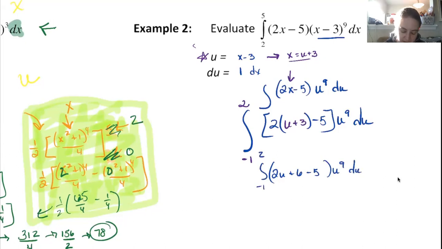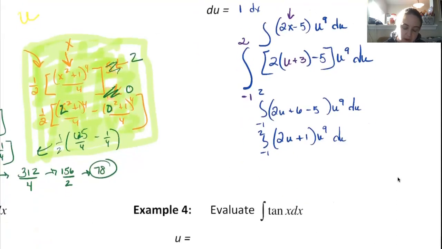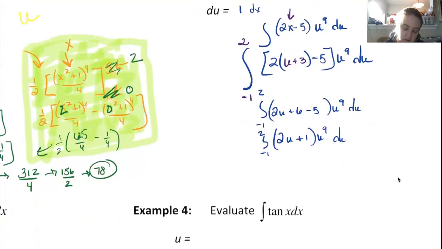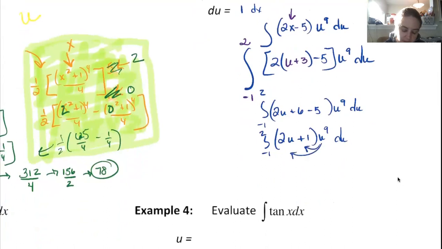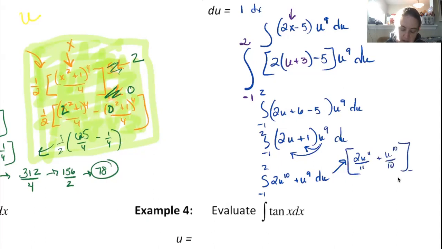Now, I don't want to integrate this right now. There's a product rule, and we'll talk about my product rule for integration later. We're just not there yet. All right, this is what we're looking at. Before I integrate, what would I do with the u to the 9th? You distribute. So this is -1 to 2, 2u to the 10th plus u to the 9th du. Now from here, it's just a polynomial. Find your antiderivative. So I've got 2u to the 11th over 11 plus u to the 10th over 10 between -1 and 2.